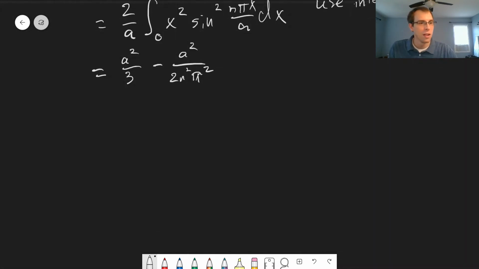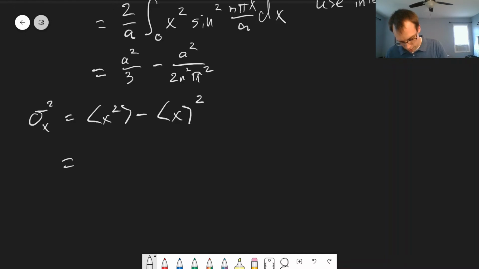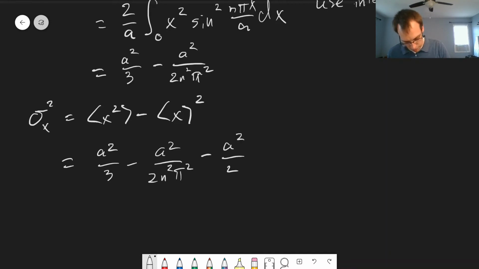Then let's look at the variance, sigma x squared. Again, that is our expectation value of x squared minus the expectation value of x, squared. So that's a squared over 3 minus a squared over 2 n squared pi squared, and then all of that minus a squared over 4, which is what we said is equal to this. We can make a common denominator here, and we end up with a squared over 12 minus a squared over 2 n squared pi squared.